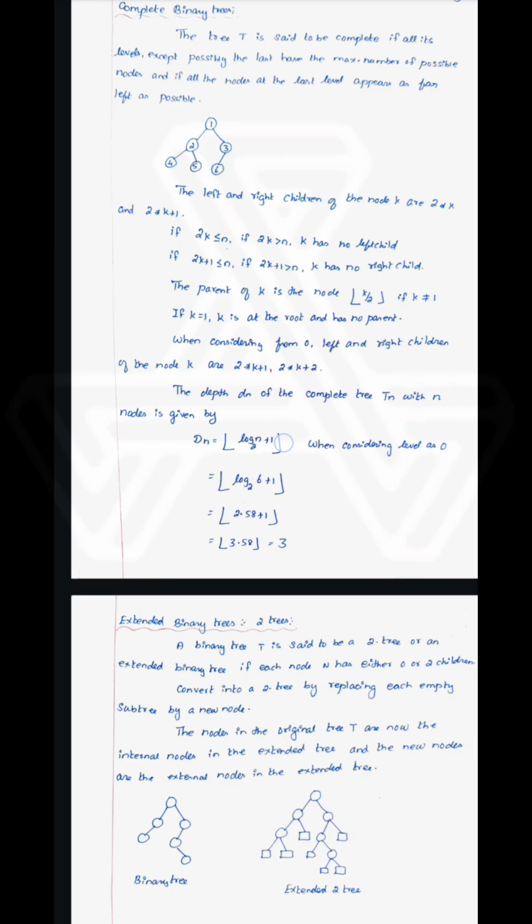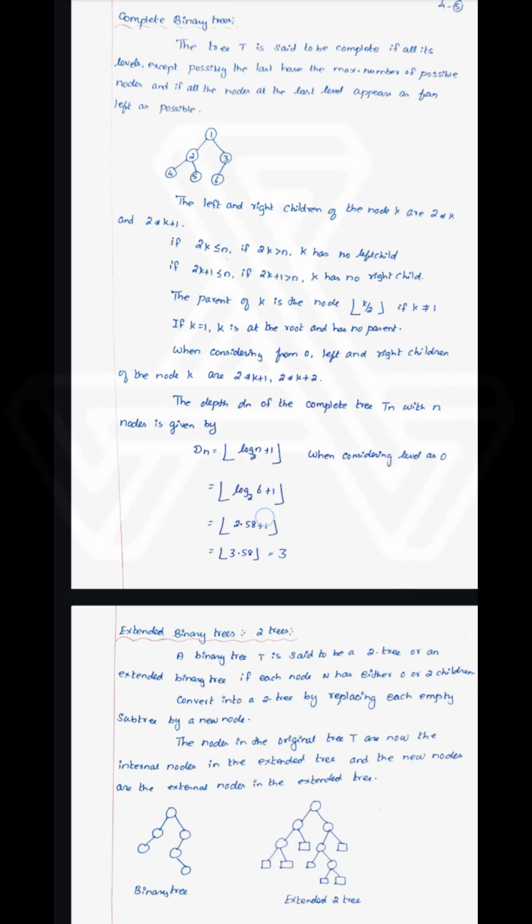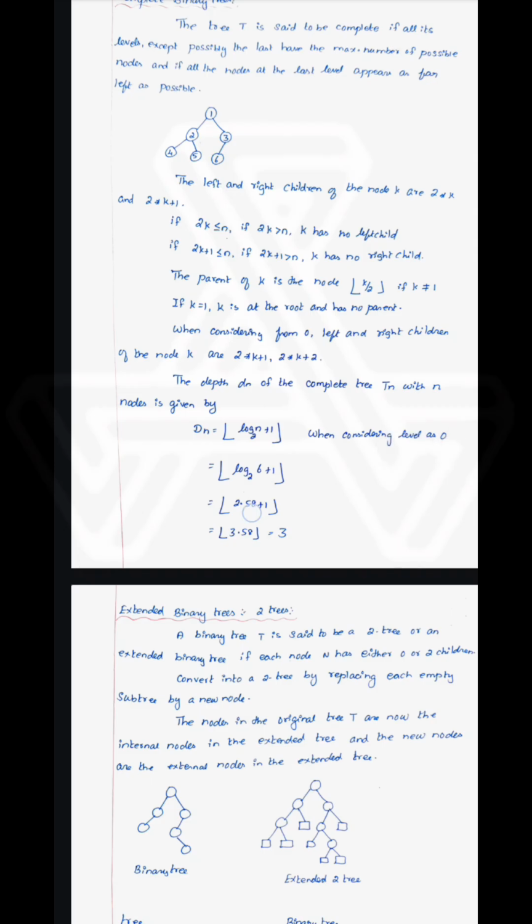If 2k is greater than n, k has no left child. If 2k plus 1 is greater than n, k has no right child. Then the parent of k is the node k by 2, where k is not equal to 1. If k is equal to 1, k is at the root and has no parent.